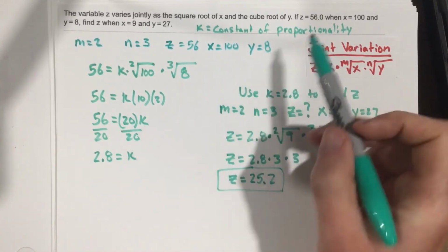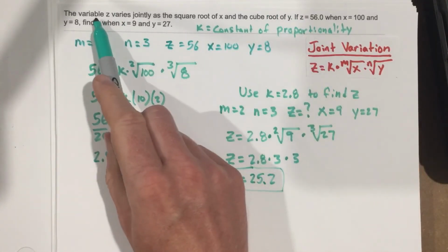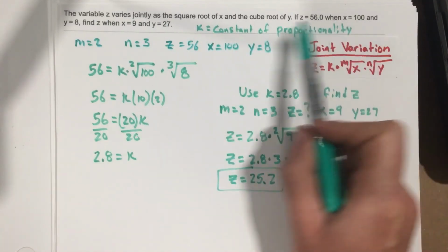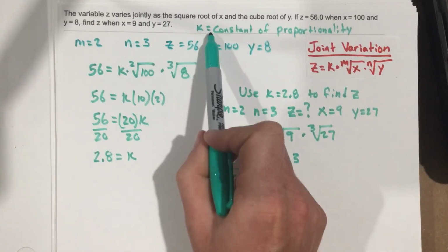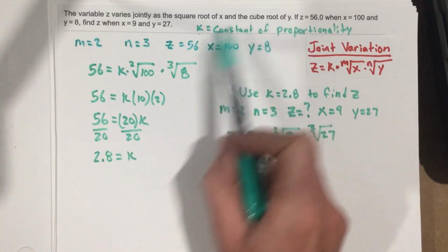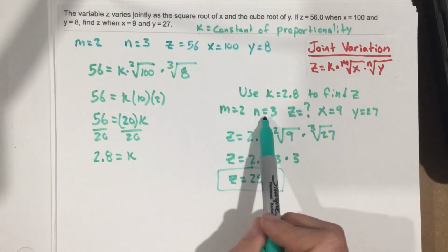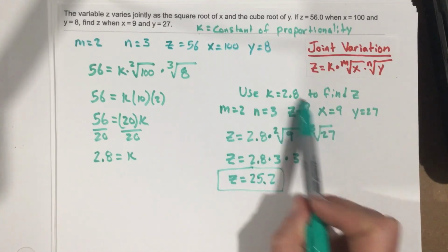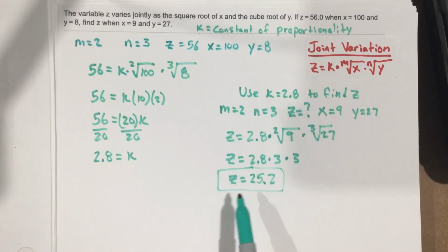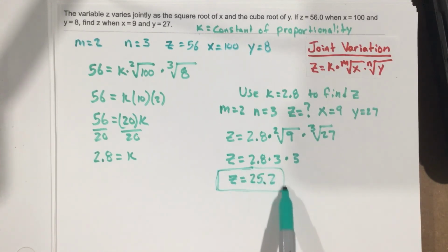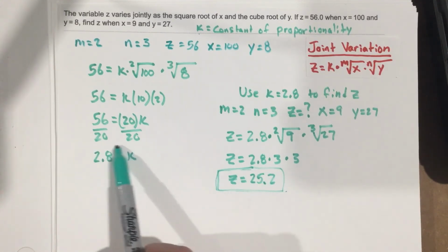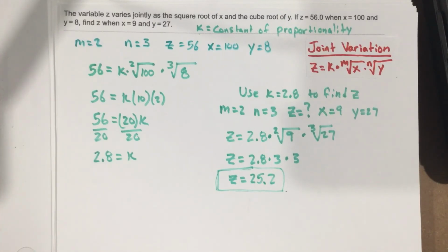So based off of our initial joint variation information, we found k, which is a constant of proportionality. Once you find the constant of proportionality, then you can come up with different scenarios, which they did here, and figure out other solutions for z based on this constant of proportionality. Hopefully that makes sense.